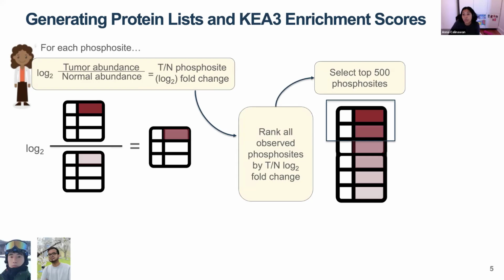From here, we're able to take the top 500 phosphosites, which is what we're calling the tumor up protein list. This acts as the input for KEA3 for generating tumor up kinase scores. This gives us a ranked list of kinases that are predicted to have a higher impact on phosphosites upregulated in tumor as compared to the matched normal tissue.